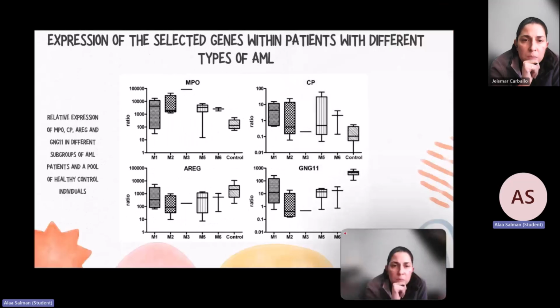As for the third result they got, this shows the expression of the selected genes within patients with different types of AML. So here they took 5 different strains of AML, which were M1, M2, M3, M5, and M6. And they wanted to see how these genes can be used to see the differences between these different strains of AML.